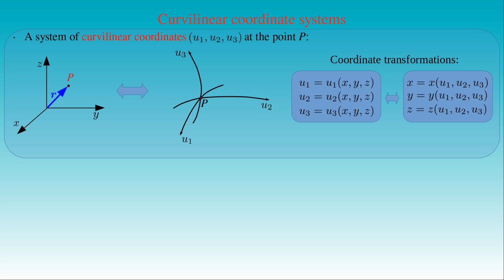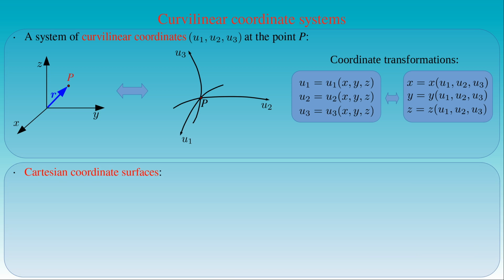We can also consider the point sets where one of the coordinates is fixed while the other two coordinates are arbitrary. These two-dimensional point sets are called coordinate surfaces. In the case of the Cartesian coordinates, for x equal to a constant we have a family of planes parallel with the yz plane. Here we see the plane for x equal to 0 in one of the octants of the coordinate system.